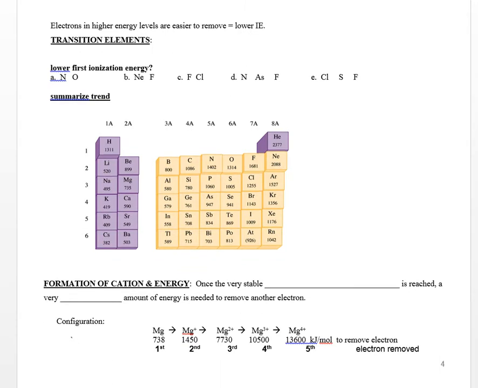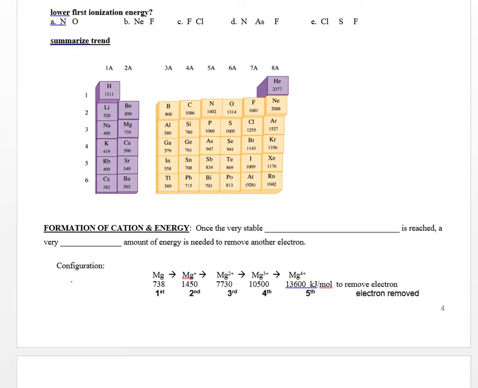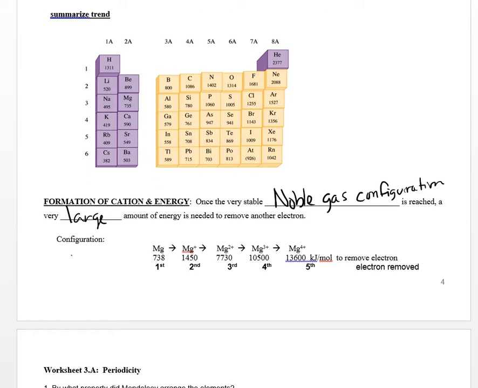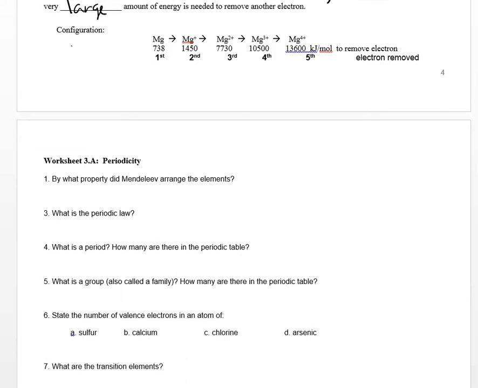Transition, don't worry so much about those. Okay, this part, remember we said once that noble gas configuration is reached, it takes a very large amount of energy. What you just really need to know is remember that each time you try to remove an electron from the same atom, it's going to take more and more energy each time you take away an electron.